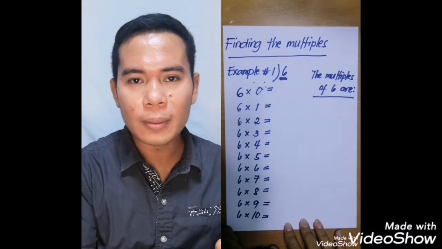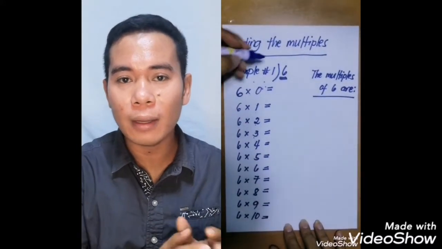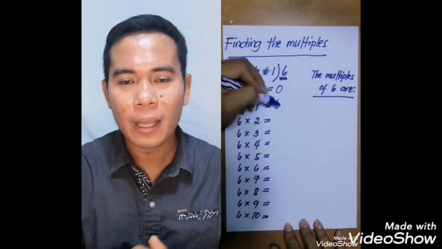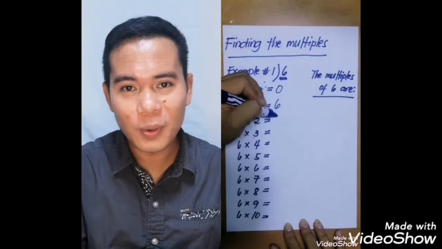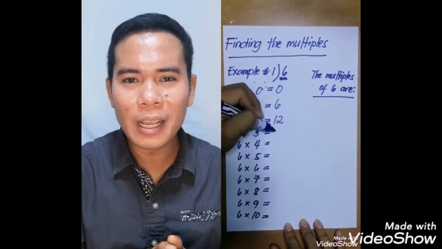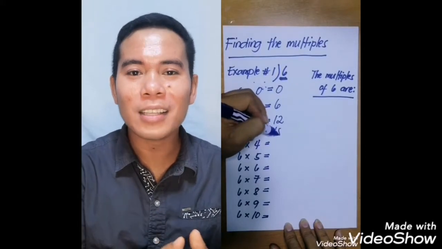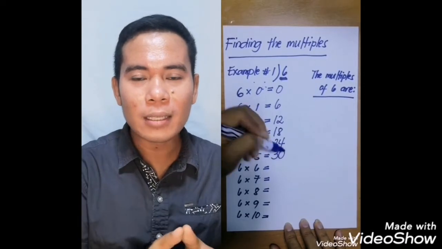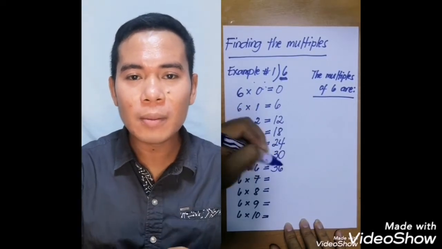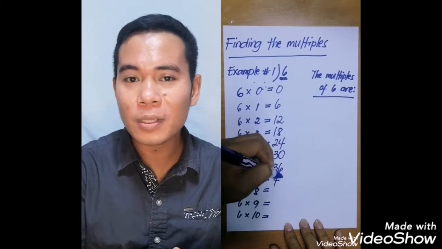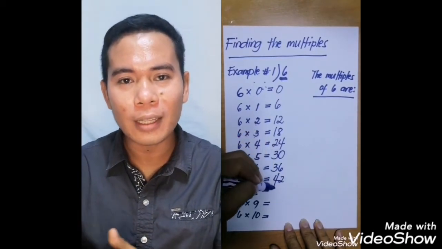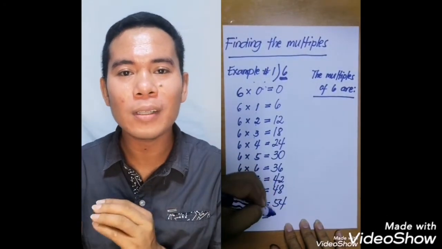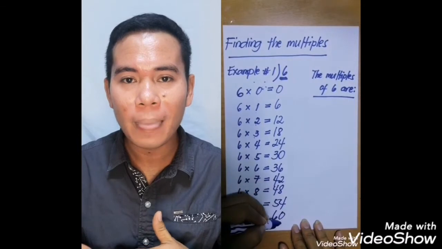Let's do this. 6 times 0 will give us 0. 6 times 1 will give us 6. 6 times 2 will give us 12. That's correct. 6 times 3 will give us 18. 6 times 4 will give us 24. 6 times 5 will give us 30. 6 times 6 will give us 36. 6 times 7 will give us 42. 6 times 8 equals 48. 6 times 9 equals 54. 6 times 10 equals 60. So we will just stop at 60.